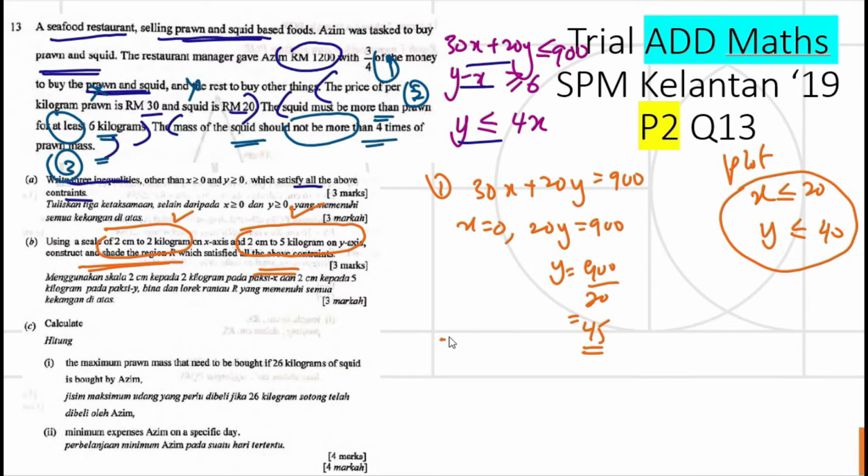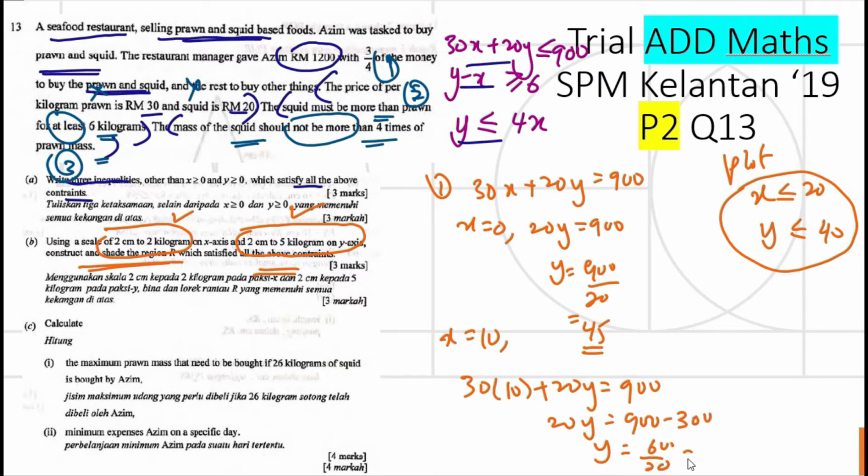So for example, if x is equal to 10, then 30 times 10 plus 20y is equal to 900. So 20y is equal to 900 minus 300. So y is equal to 600 divided by 20, which is equal to 30. So if x is equal to 10, then y is equal to 30. So for the first point, we have x is 10 and y is 30.